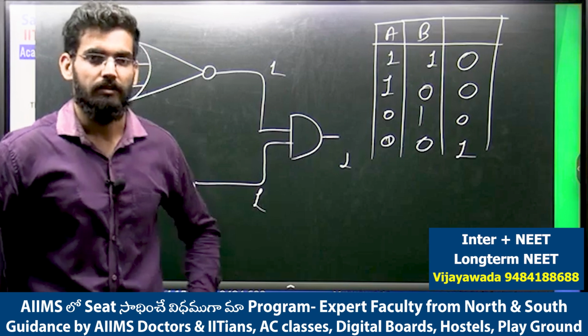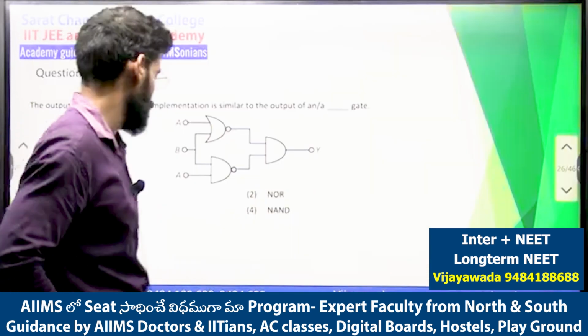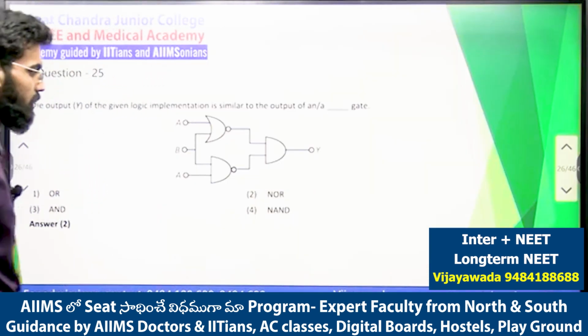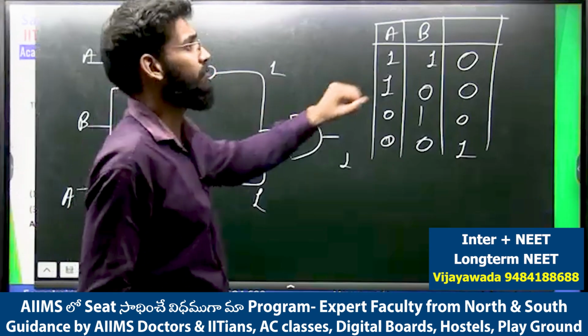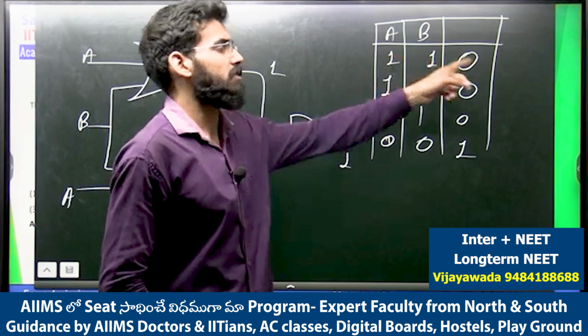See the truth table and then try to answer. Which are the options? OR gate, AND gate, NOR gate, NAND gate. Here, if I see the logic, 1, 1 is giving me 0.